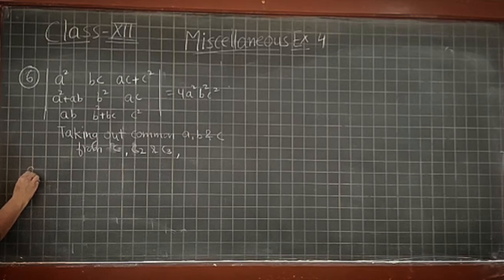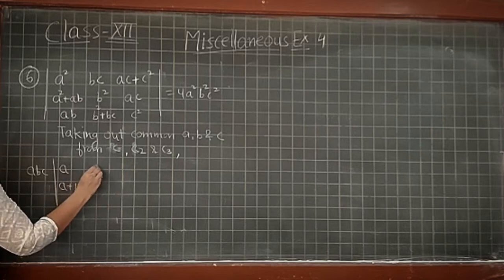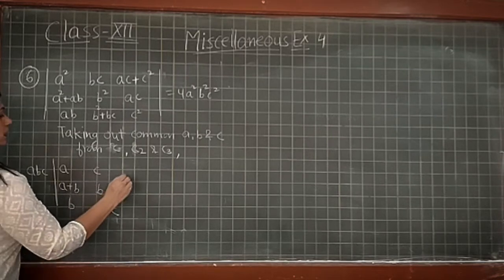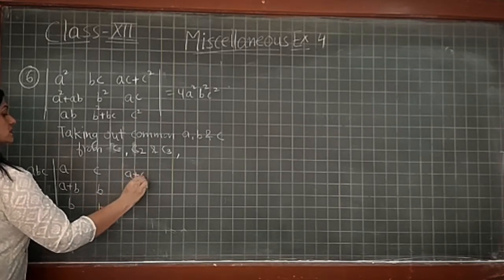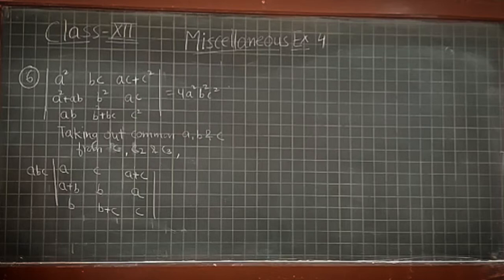Okay, so you have now A, B, C into A, then A plus B, then B, then here C and B and D plus C, and here A plus C, here A and here C. Okay, so now you see next what to do. Now we want again common ABC. So now we will try to get some zeros.